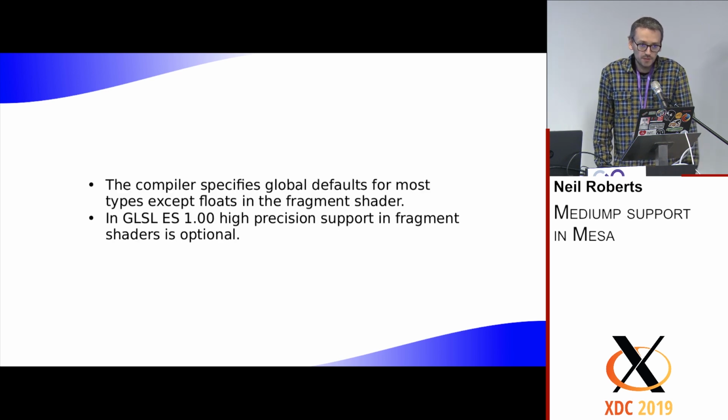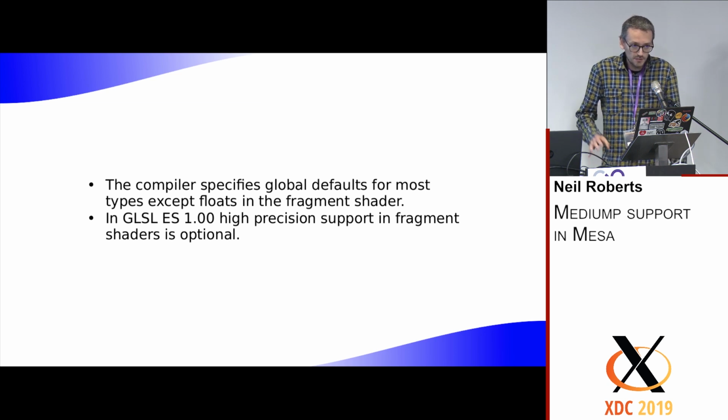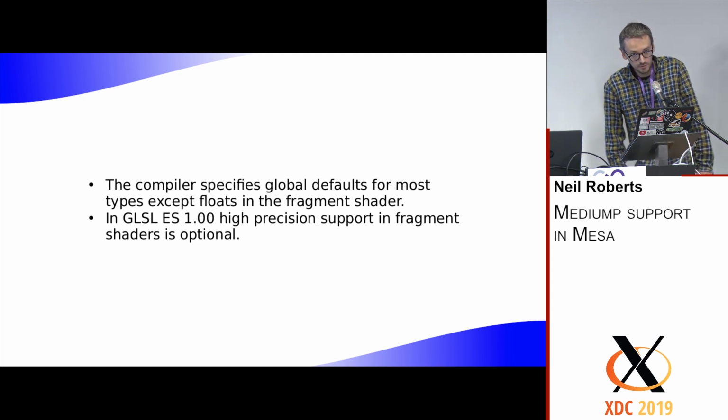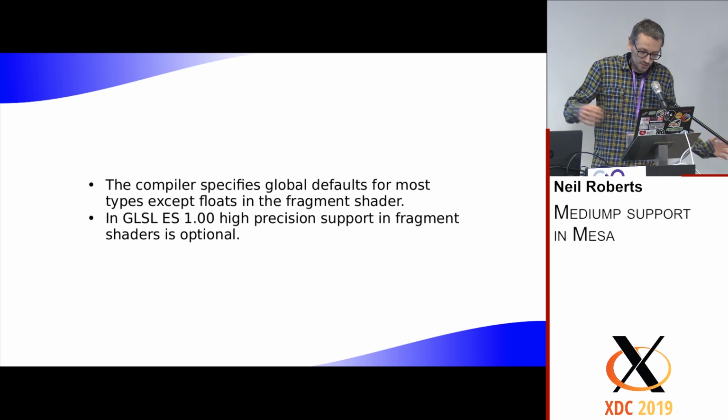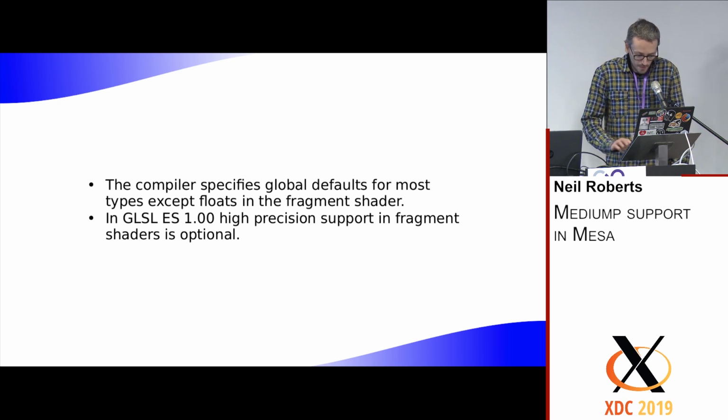So for most of the types, the spec defines global defaults already, so you can just write the GLES shaders as you would for desktop GL, except that for the floats in a fragment shader, there's no default, and I think that's because in the first version of GLES, the high precision support was optional. So yeah, if you wanted to use high precision, you're supposed to first check whether it was supported before using it. So I guess they wanted to encourage you to specify the precision in your fragment shaders.